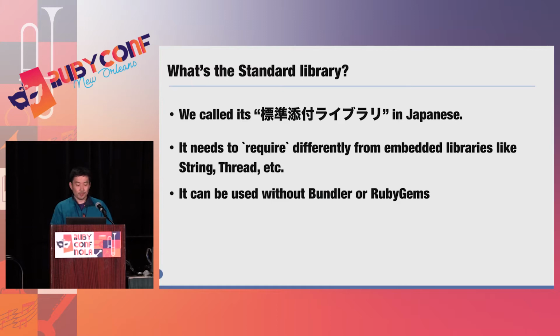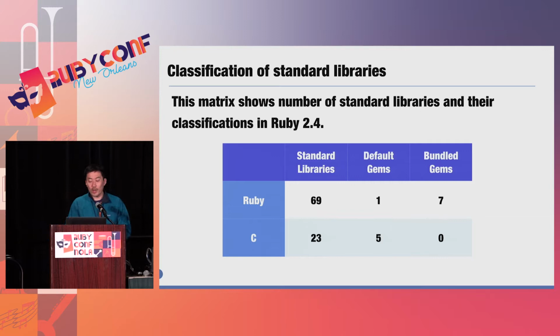Standard libraries are written in two languages. The first is pure Ruby. The second is C. There are three types of standard libraries: the standard library, default gems, and bundled gems. I'm going to describe these in detail later.